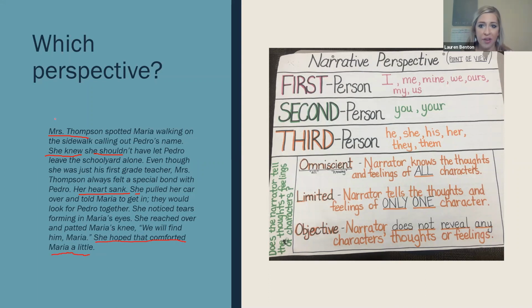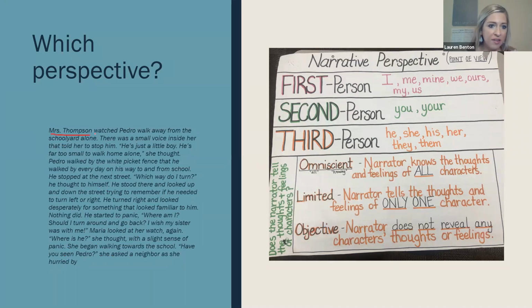So in this passage, we can tell that it's third person. The narrator is outside of the story, but we are able to tell some thoughts and feelings. I was able to see this by underlining and noticing phrases like she knew, her heart sank, she hoped. Those helped tell me that we know the thoughts and feelings of Mrs. Thompson. When reading through, we did not see Pedro's thoughts and feelings, and we didn't know Maria's thoughts and feelings. So this would let us know that this is third person limited perspective because the narrator tells the thoughts and feelings of only one character.